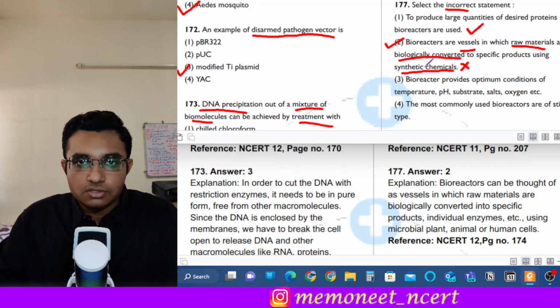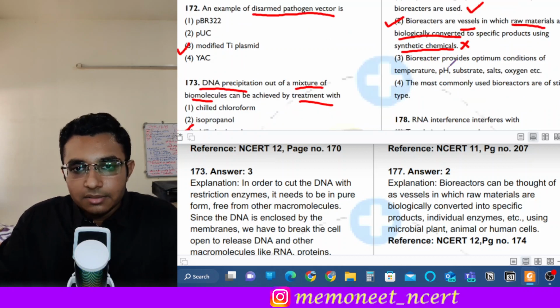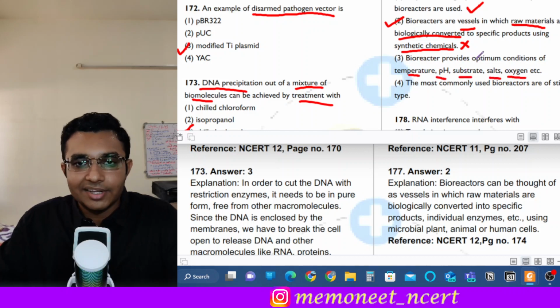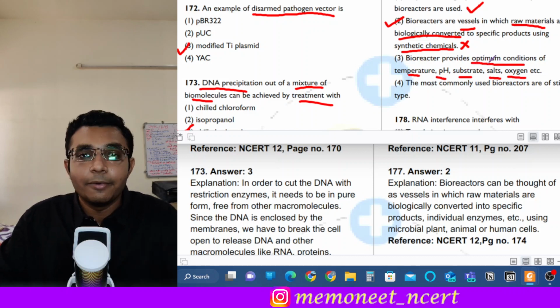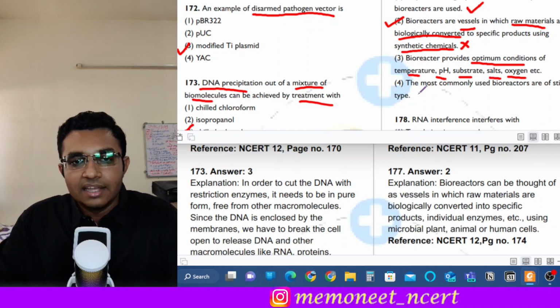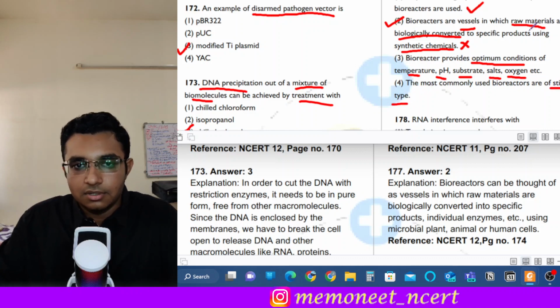Let us see the next two statements also. Bioreactor provides optimum conditions of temperature, pH, substrate, salts, oxygen, etc. This is a correct statement because due to the optimum conditions of the bioreactor, we are able to produce the desired product. Next is, the most commonly used bioreactors are of stirring type. This is also a correct statement.